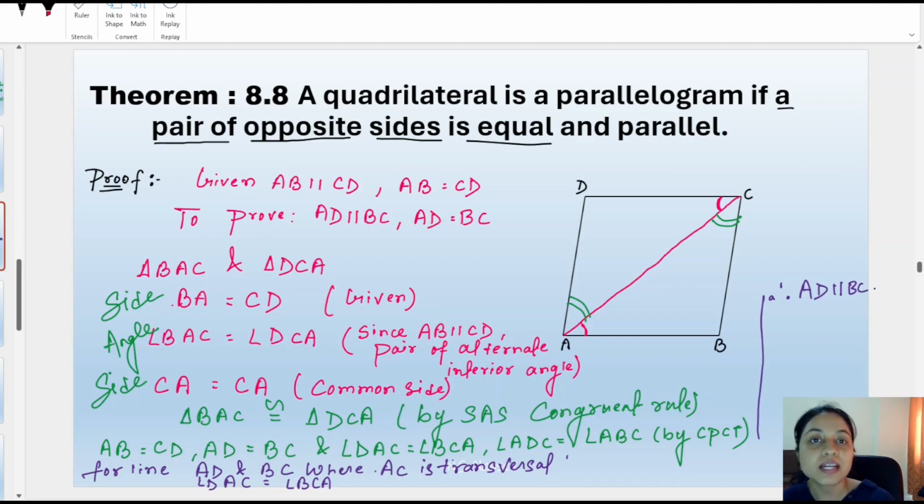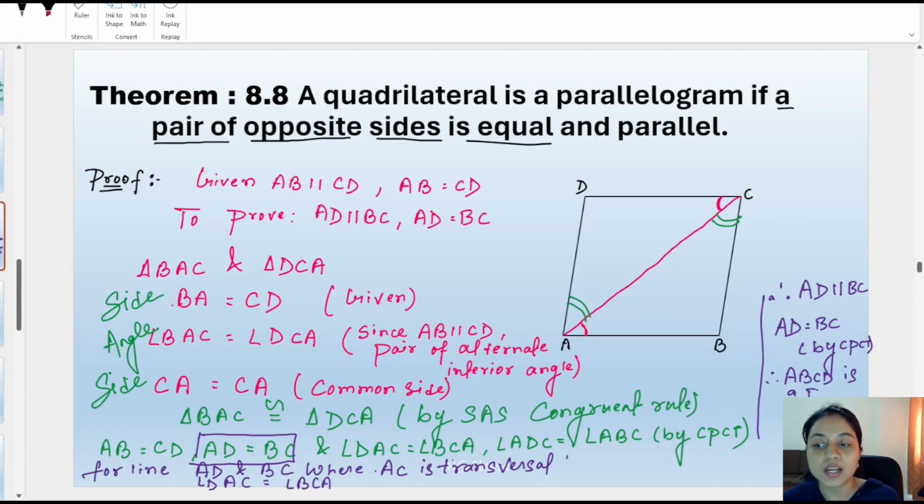We have proved that AD is parallel to BC, and we have already written here that AD is equal to BC because these two are corresponding sides of congruent triangles. So AD is also equal to BC by CPCT, and hence we can say if a pair of opposite sides of a quadrilateral is equal and parallel, then the other pair will also be parallel and equal to each other, and the quadrilateral must be a parallelogram. So we can say therefore ABCD is a parallelogram.